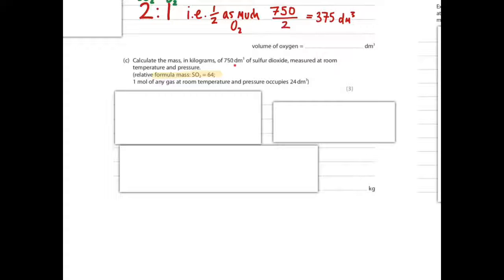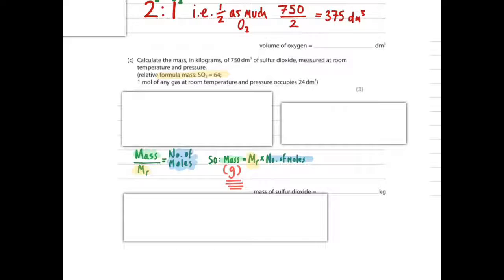Calculate the mass in kilograms of 750 decimeter cubed of sulfur dioxide measured at room temperature and pressure. Relative formula mass is given to you. 1 mole of any gas at room temperature and pressure occupies 24 decimeter cubed. So this question requires a number of steps. You're going to need this equation, mass divided by formula mass equals number of moles, and it will need to be rearranged to mass, because we're trying to work out the mass of 750 decimeter cubed of sulfur dioxide. So it's a gas, but what mass is it? Mass equals formula mass multiplied by number of moles.